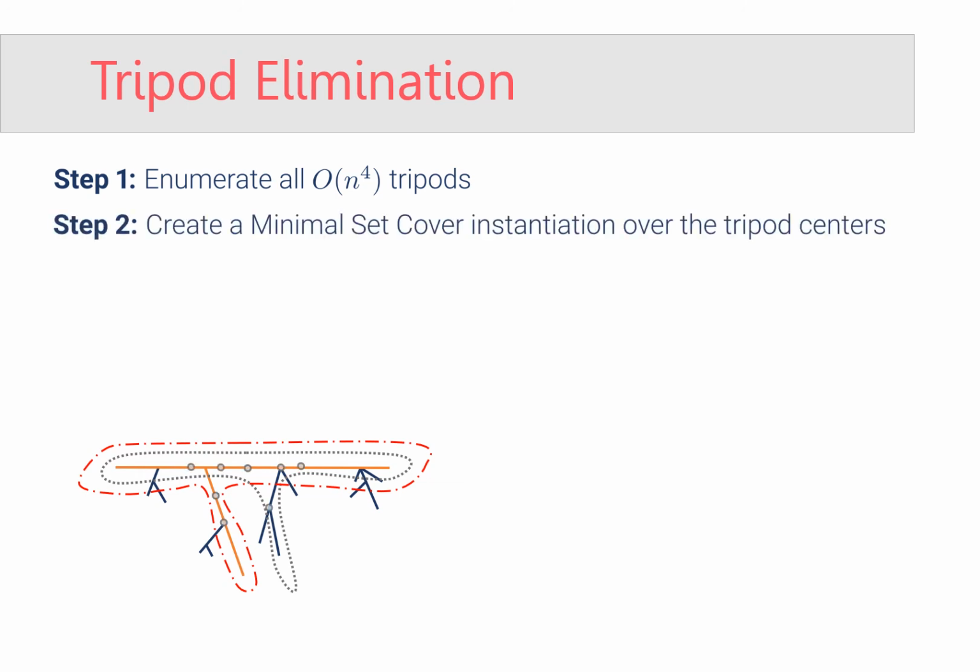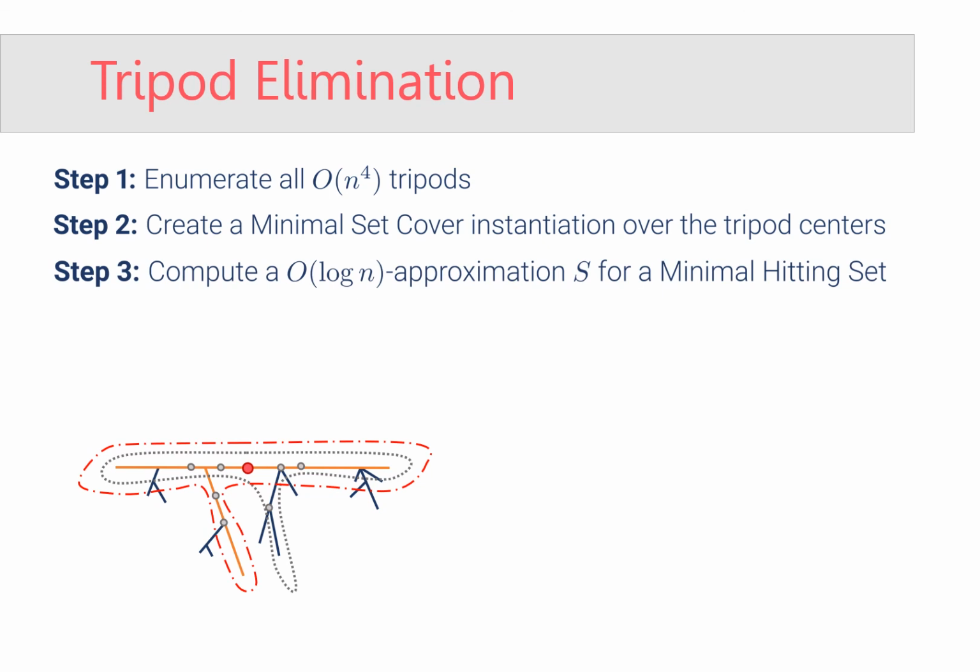So that's done. Now we find the tripod centers. Roughly speaking, those are all the points which, upon removal, destroy at least one of the tripods, breaking it into a forest of small diameter. After we found all of them, we create a set cover instantiation. That is, we are trying to find the smallest set of these tripod centers which we can delete and remove all the tripods from the graph.